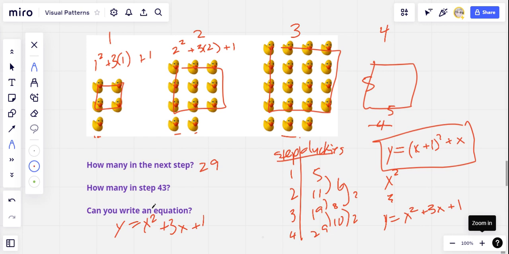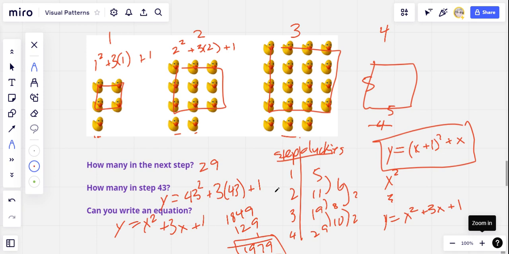So the last thing I'm going to do here is get how many in step 43 by simply putting 43 in for x in this equation. So y equals 43 squared plus 3 times 43 plus 1. So let's see, 43 squared is 1,849, and 3 times 43, that's 129, and then plus another 1. So what are we getting here? 1,979? Might want to double check that, but that's what I think it is. 1,979 little duckies in step 43.